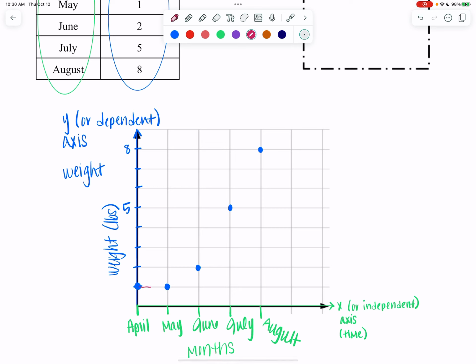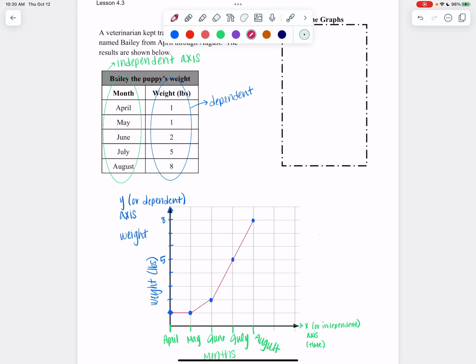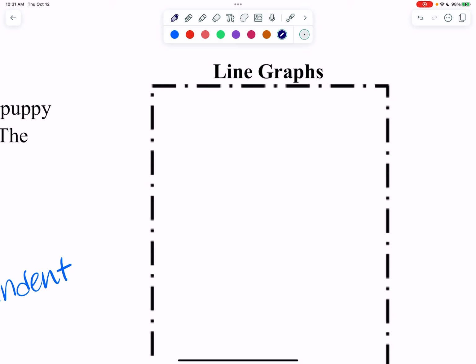Now, with a line graph, we need a line. So we go and we connect our dots. Now, we don't want to make them smooth. We want to actually connect them with straight lines. Why is this important? Why is this useful? Well, a line graph is really good for showing a trend over time.